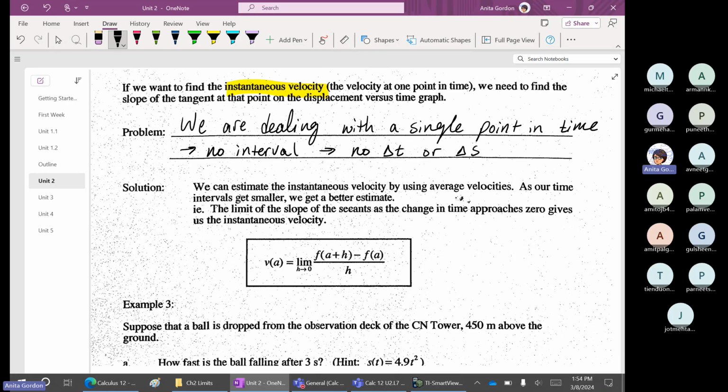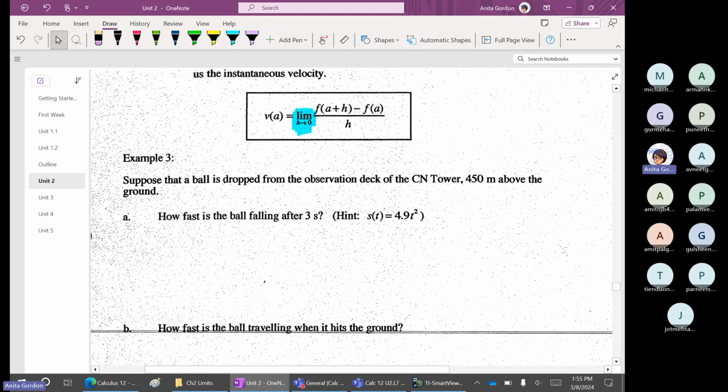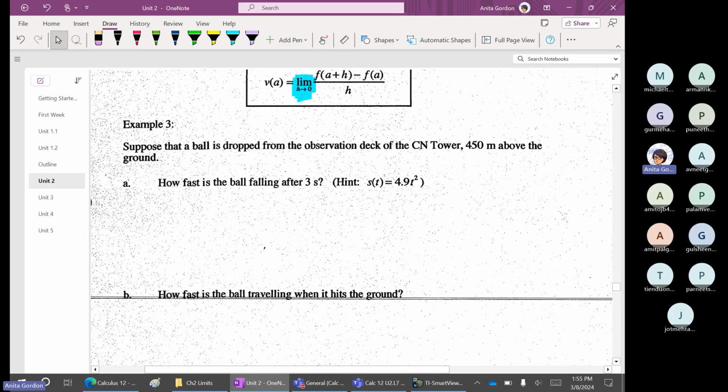So the solution is we can estimate the instantaneous velocity using the idea of the averages and letting the difference between our intervals get smaller and smaller. In other words, we are going to find the instantaneous velocity by finding the limit of our graph. And this is the same limit equation that we used in our last lesson. All right, with that in mind, let's take a look at example 3. Suppose that a ball is dropped from the observation deck of the CN Tower, 450 meters above the ground. How fast is the ball falling after 3 seconds?